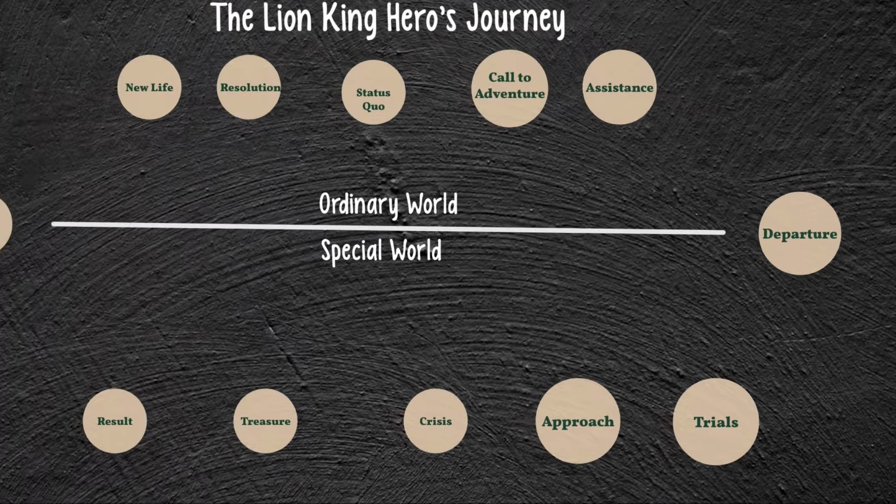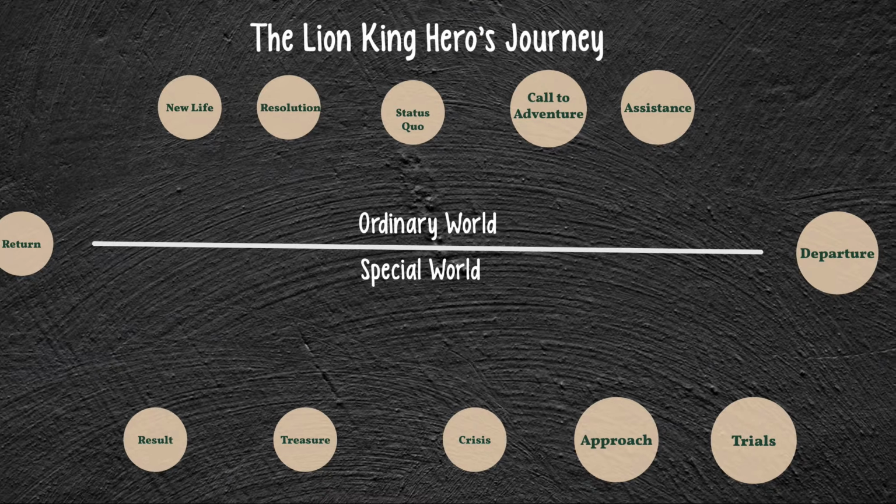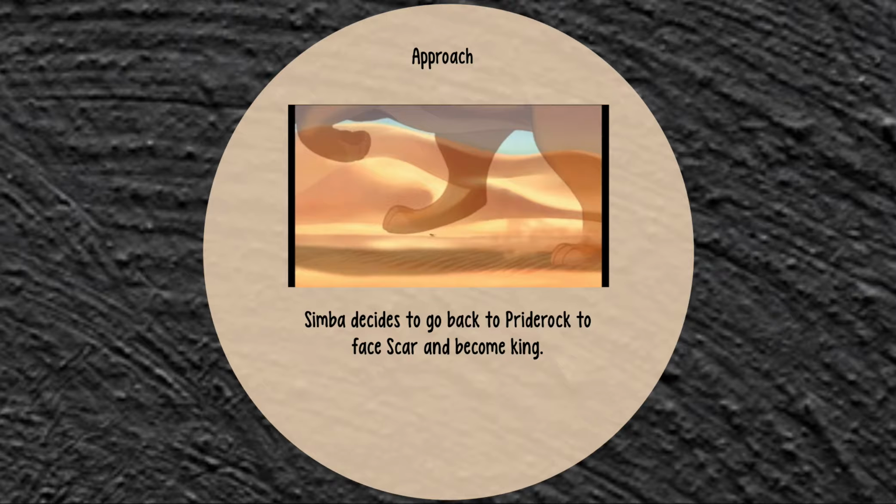Then, the approach. This means our hero is going to whatever their final battle is or the final thing they have to accomplish. They finished whatever training they're getting from their trials, and now they're going to their final destination. In The Lion King, this is Simba running back to Pride Rock to face Scar after talking to Rafiki and learning that his dad still believes in him and remembering who he is. And he goes running back to the Pride Lands.